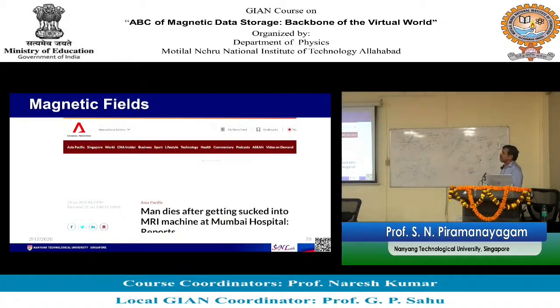So magnetic materials can be dangerous. Quite often in foreign countries, when there is a magnetic field inside some room, they put a sticker so that you take care. There was one incident that happened in Bombay. They have an MRI machine which generates 5 Tesla, and a person goes in with a gas cylinder. The gas cylinder gets pulled and he gets stuck and dies. So magnetic field can be dangerous also.